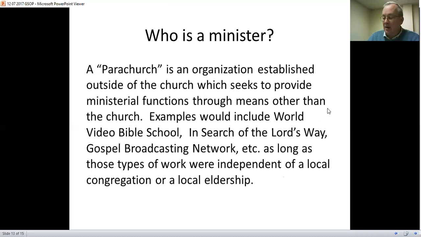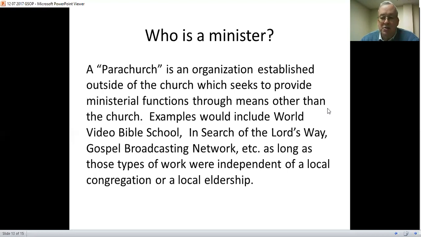And let's look at the parachurch example. A parachurch is an organization established outside of the church which seeks to provide ministerial functions through means other than the church. Examples would include, in our arena, World Video Bible School, for example, or In Search of the Lord's Way, or GBN, as long as those types of works were independent of the local congregation or local eldership.